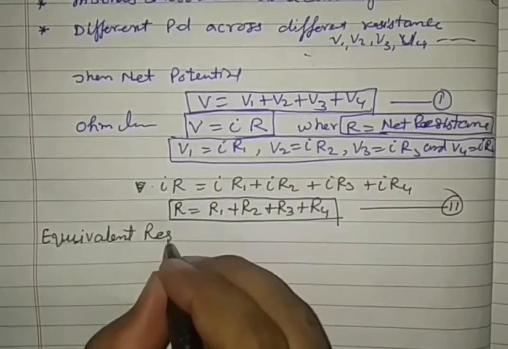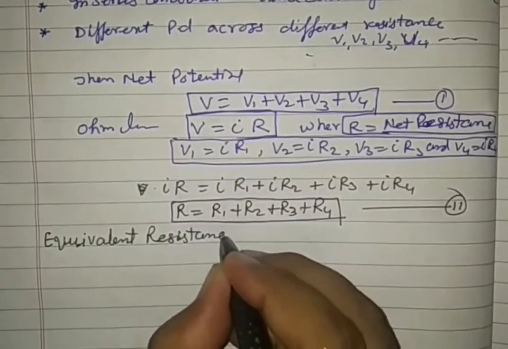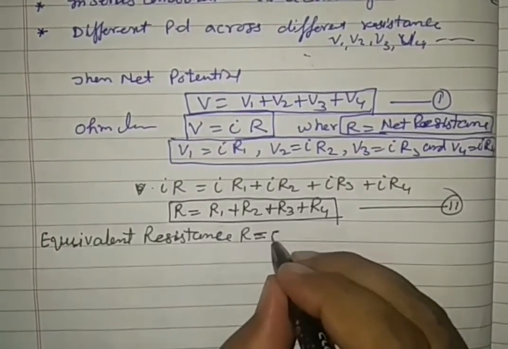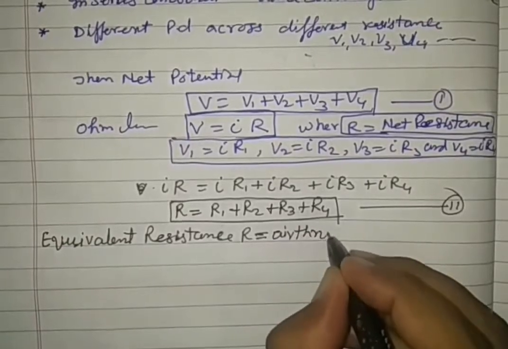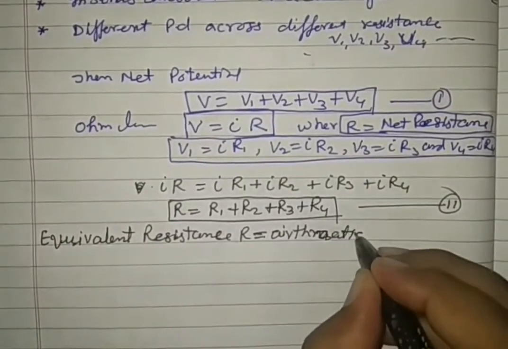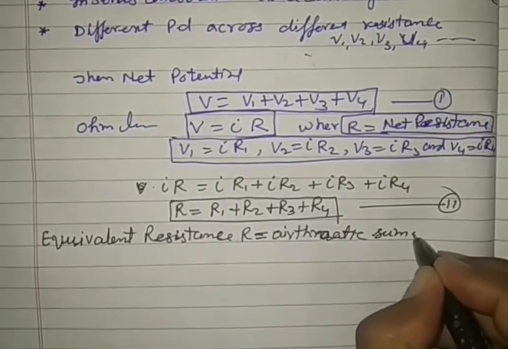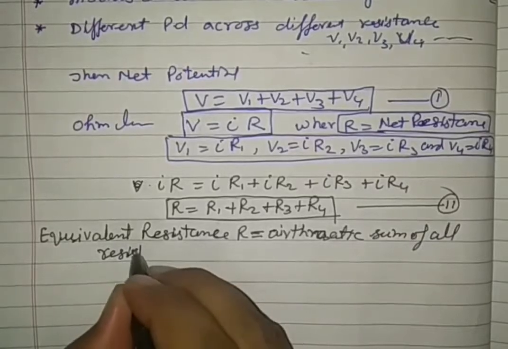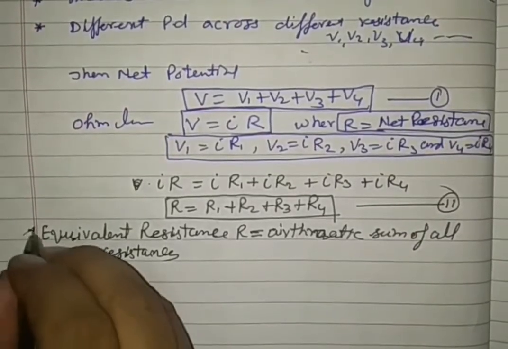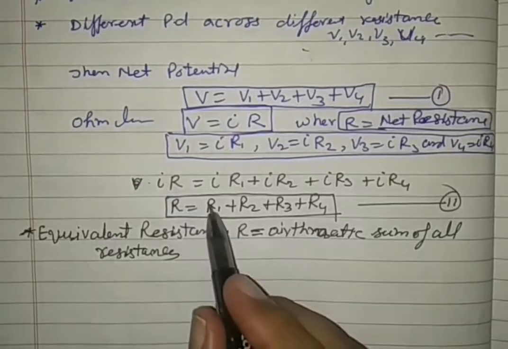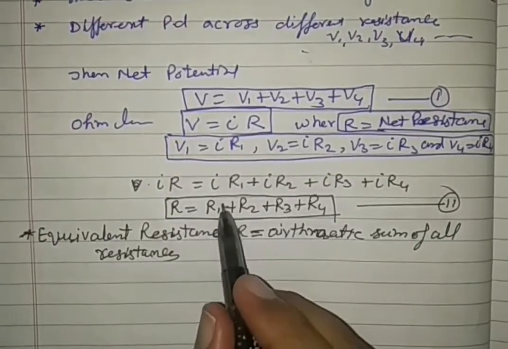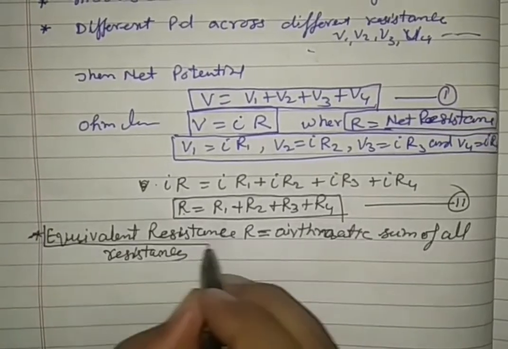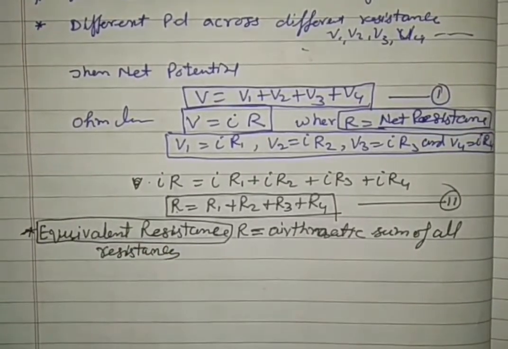So we can write that the equivalent resistance R is equal to the arithmetic sum of all resistances. This is one point. The total is the mathematical sum of all resistances connected in series, equal to the total resistance, and this total resistance is also called the equivalent resistance.